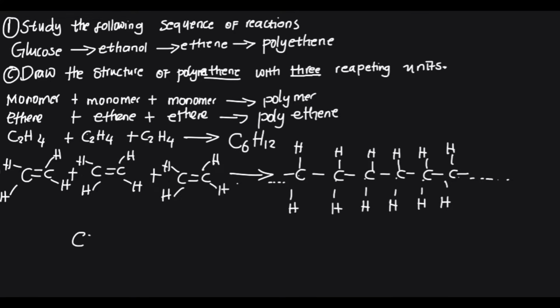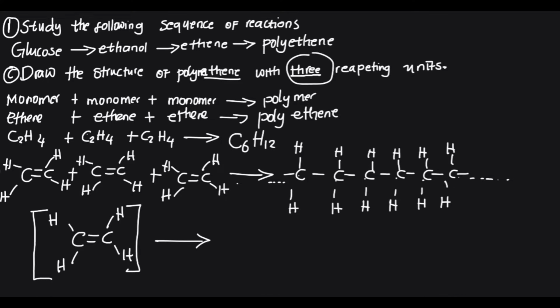We can just write C, then we can just write one structure for ethene, then we enclose it in the brackets. Then we can look at how many repeating units. So we have 3.